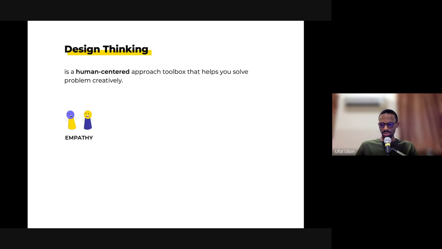Empathy is when you understand your customers, understand your users. Empathy is when you know who you're building the product for. Empathy. Understand the people that you're designing for. Understand their needs. Understand their problems. Understand them. Let me give you a general example.